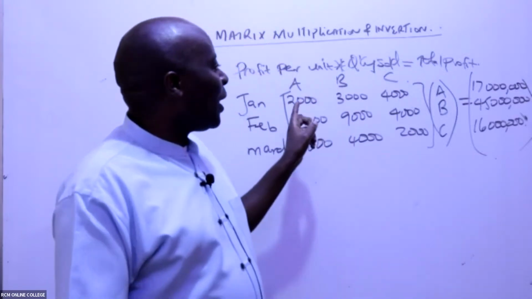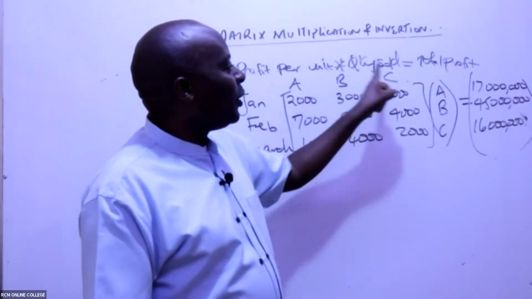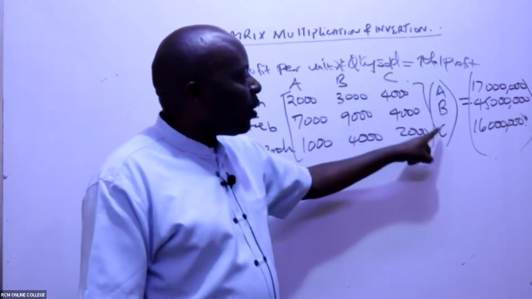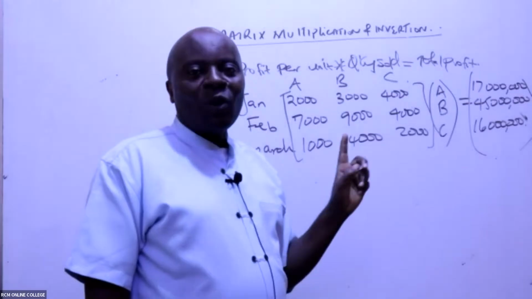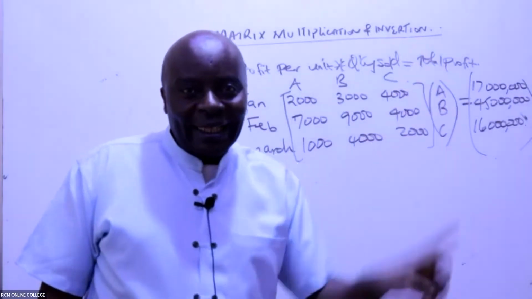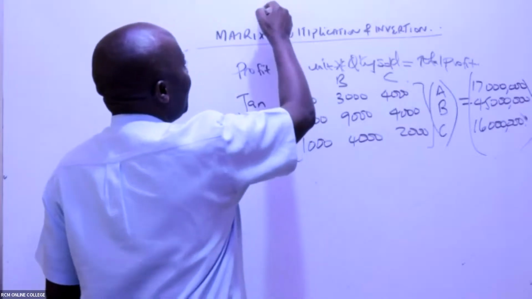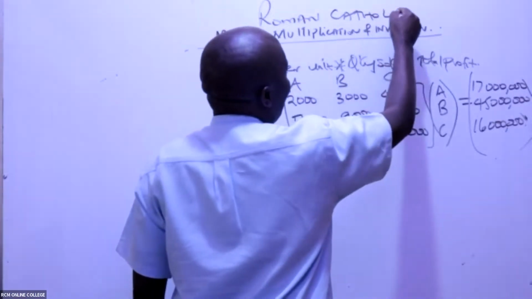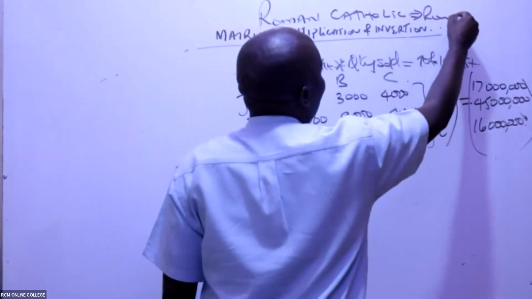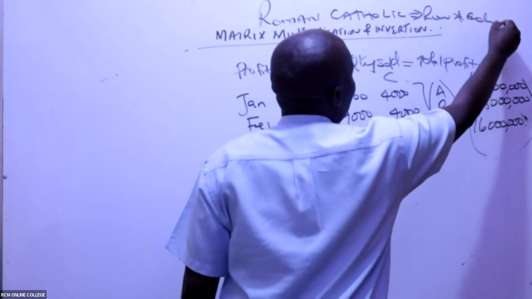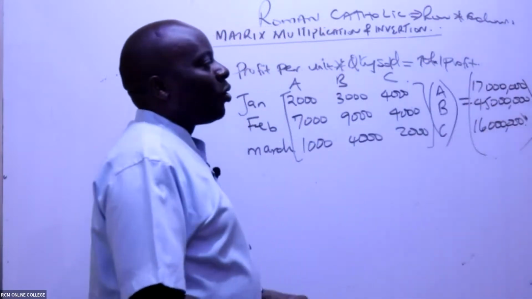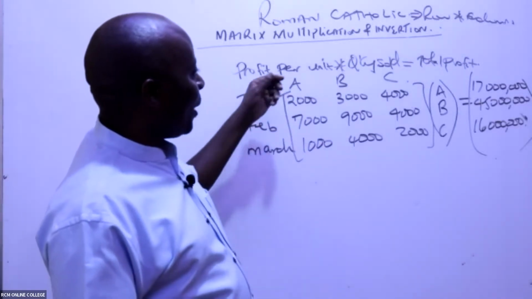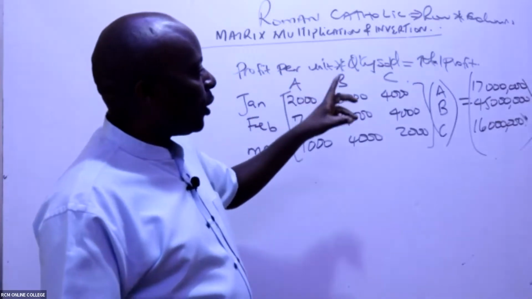So you see, now the figure of A will multiply with the A here, the figure of B will multiply with the B there, the figure of C will multiply with the C there. Because normally we multiply using the concept of rows multiplied by columns. So to get, ladies and gentlemen, total profit, we shall take profit per unit times quantity sold to get that total profit.